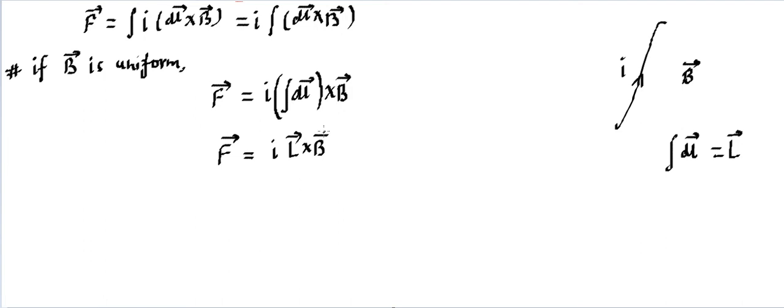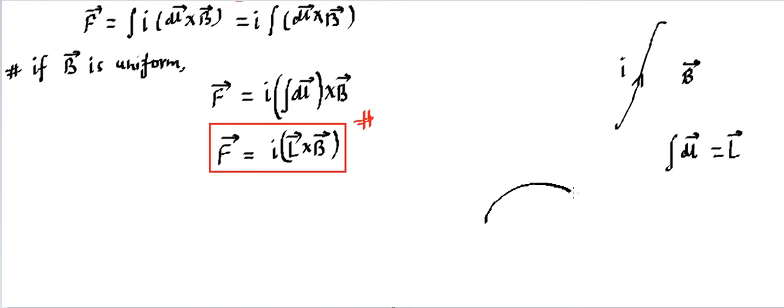Now you'll find in the uniform magnetic field case, you are not required to integrate, because the integration has been settled down. It gets settled because of the uniform nature of the magnetic field, and that becomes the formula. You will be given I, you will be given B, L you need to decide, and then you can find your answer.